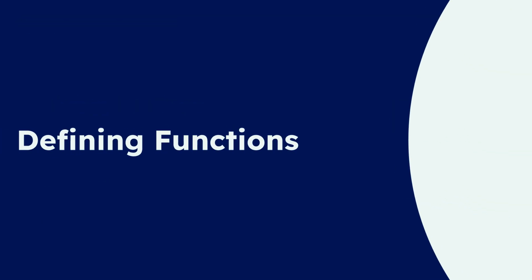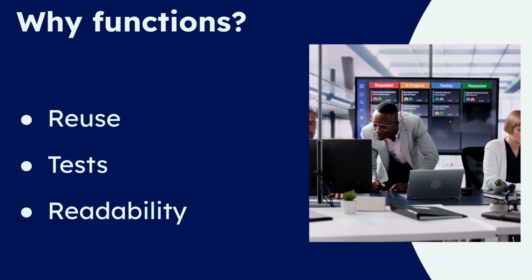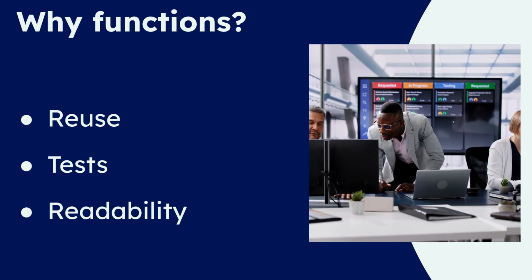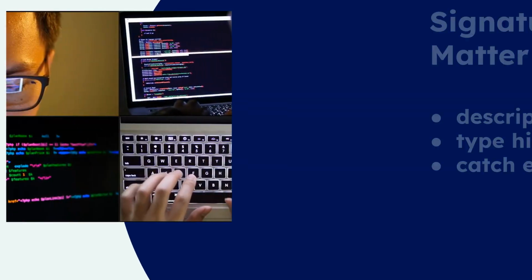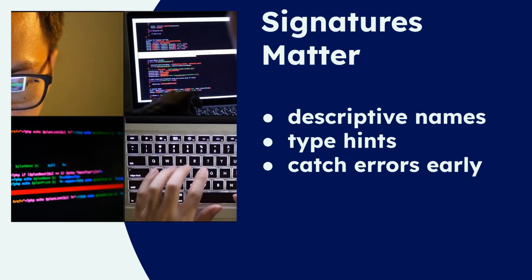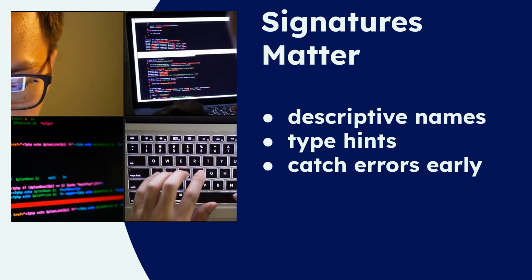Let's start with defining functions. Functions shrink problems. They enable reuse, make testing easier, and improve code readability. Remember, one clear job per function is the goal. Function signatures matter. Always prefer descriptive names and use type hints to document intent and help linters catch errors early.